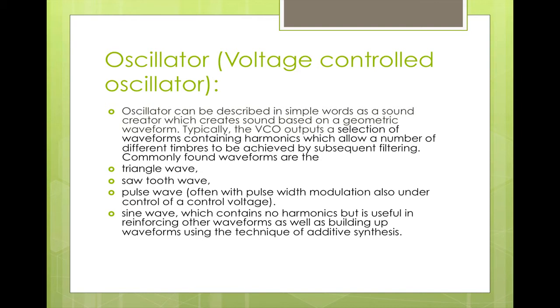Oscillator can be described in simple words as a sound creator, which creates sound based on a geometric waveform. Typically, the VCO, or the voltage controlled oscillator, outputs a selection of waveforms containing harmonics, which allow a number of different timbres to be achieved by subsequent filtering. Commonly found waveforms are the triangle wave, the sawtooth wave, pulse wave, which can also, often with pulse width modulation also under control of a controlled voltage, and the sine wave, which contains no harmonics but is useful in reinforcing other waveforms as well as building up waveforms using the technique of additive synthesis.